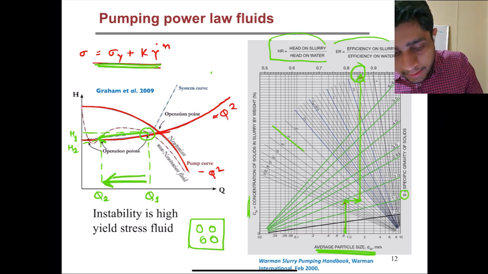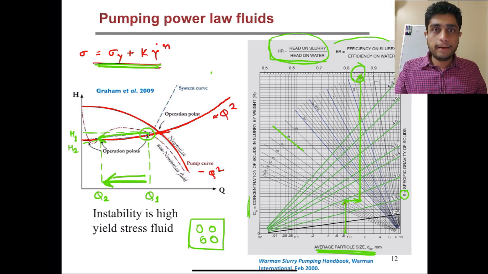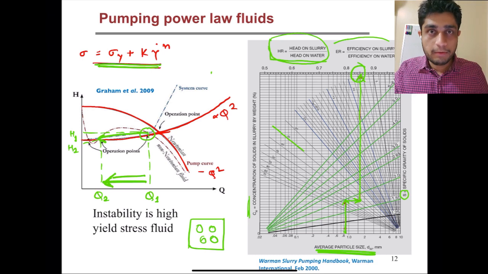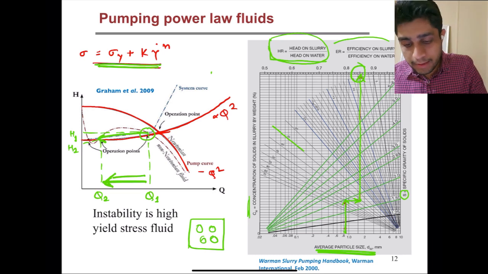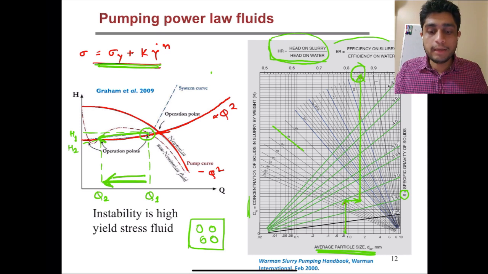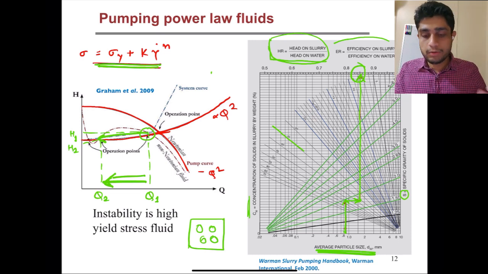either the head on slurry with respect to head on water, which means the ratio of head produced by the pump when we are pumping slurry relative to the head produced by the same pump when we are pumping the Newtonian fluid water. And as you expect, it is usually smaller than 1. That's because pumping non-Newtonian fluids usually requires higher head. So again, these kind of graphs are usually given by manufacturers of the pump, and these could help you in choosing an appropriate pump.